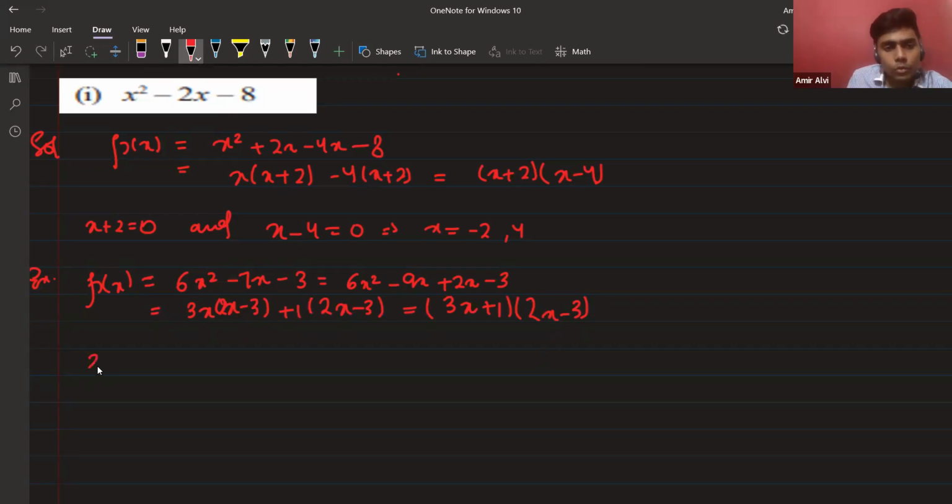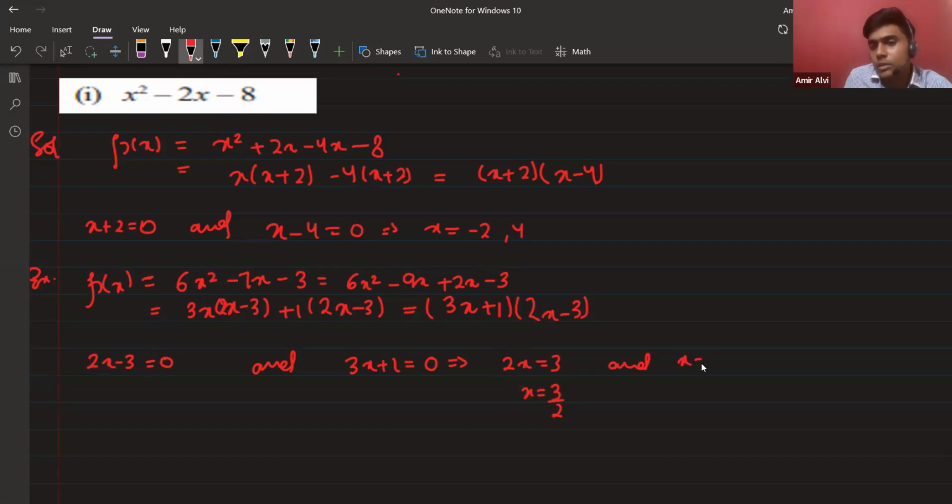And what we need to do is 2x minus 3 equals 0, and 3x plus 1 equals 0. So 2x equals 3, so x equals 3 by 2, and x equals minus 1 by 3. Is that clear, Adil? Yes. Any doubt? No. Sure. Yes.